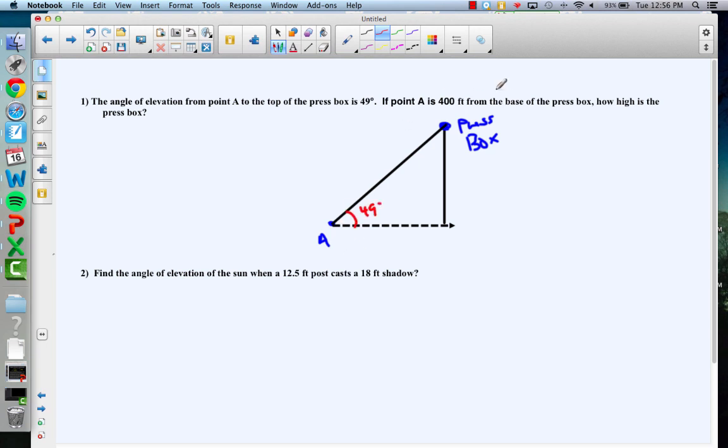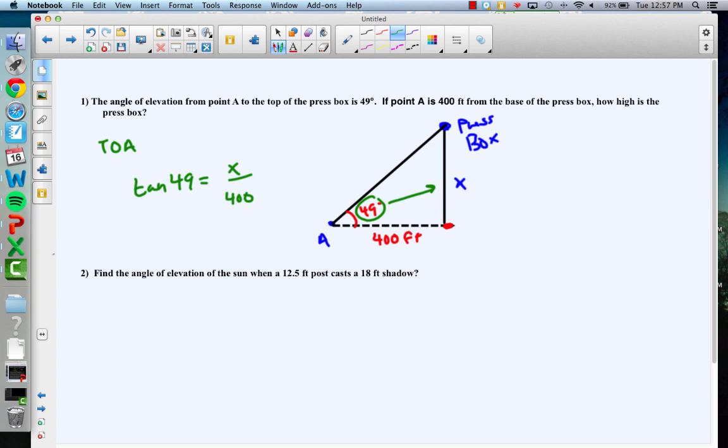And it says if point A is 400 feet from the base of the press box. So here's the base of the press box. So that means this is 400 feet. How high is the press box? So what are we looking for? X right there. So now this requires us to use a sine, cosine, or tangent function. So if we look at from our angle, we have this is opposite, and then 400 feet is adjacent. So opposite over adjacent, that's our tangent function. So we have the tangent of our angle equals the opposite over the adjacent.